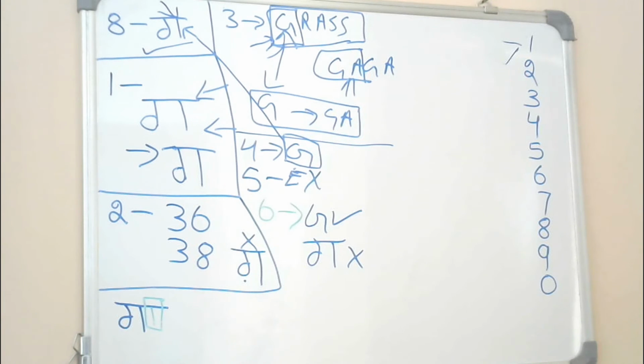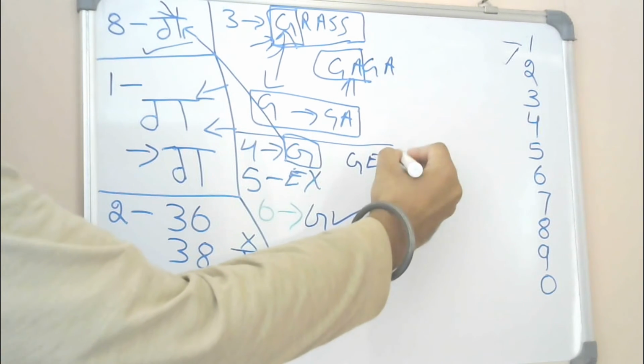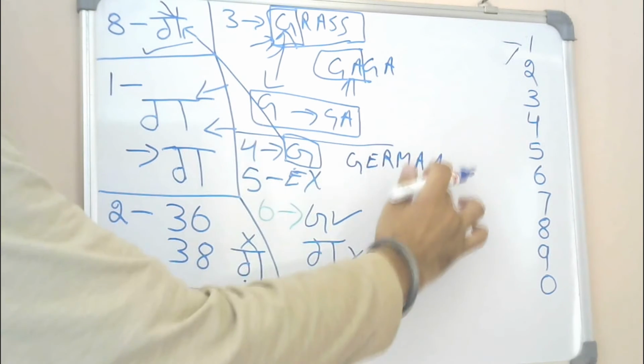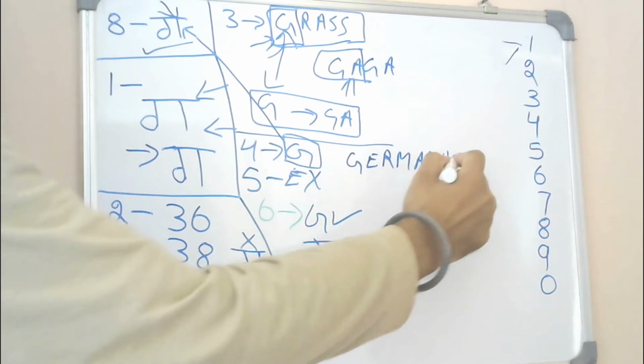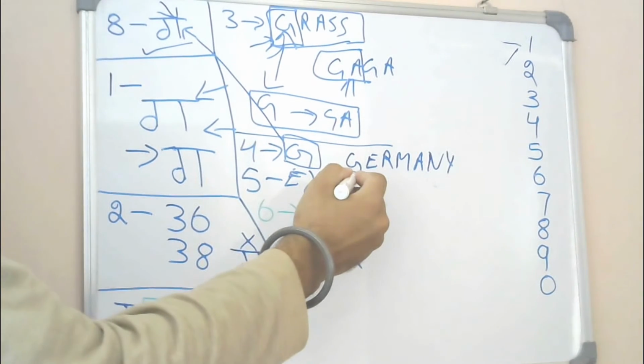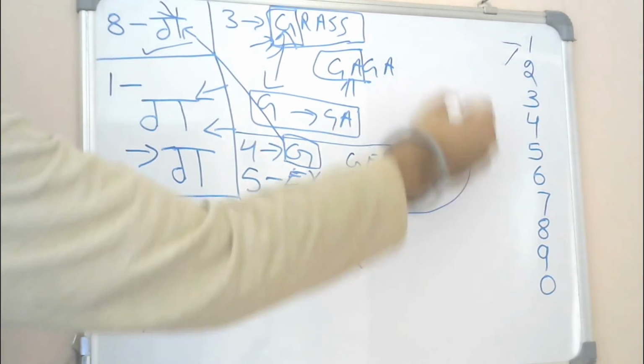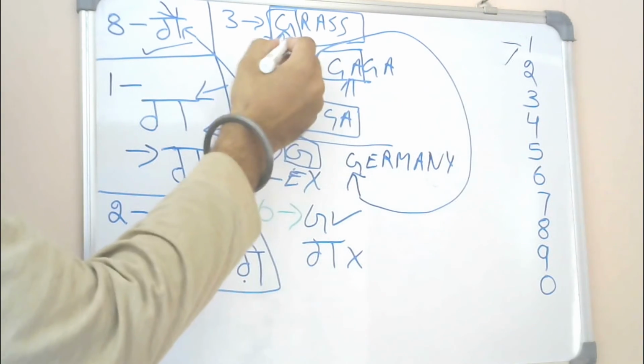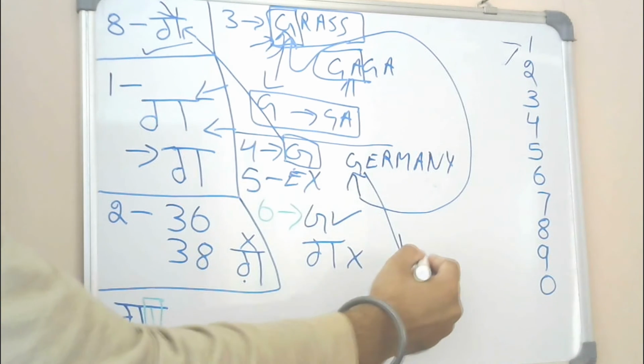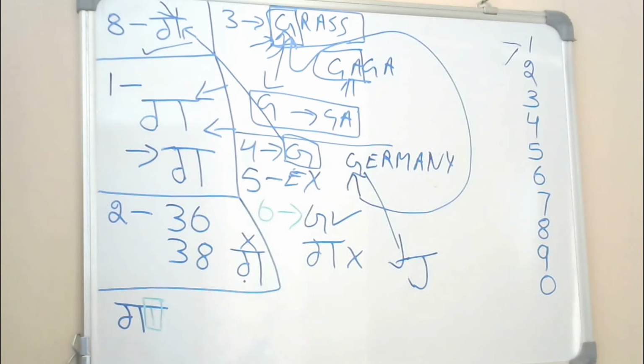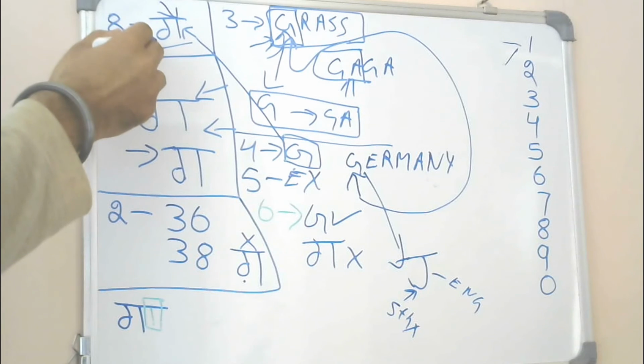The first example is Germany. Why Germany? Because this letter here is not giving me the sound of G that I have in grass. It is giving me the sound of a J. Don't get confused with the fifth letter of Gurmukhi. This is not the fifth letter I'm talking about, but the English letter. Germany is giving me the sound of a J, not G. So this letter will not be used to write Germany.